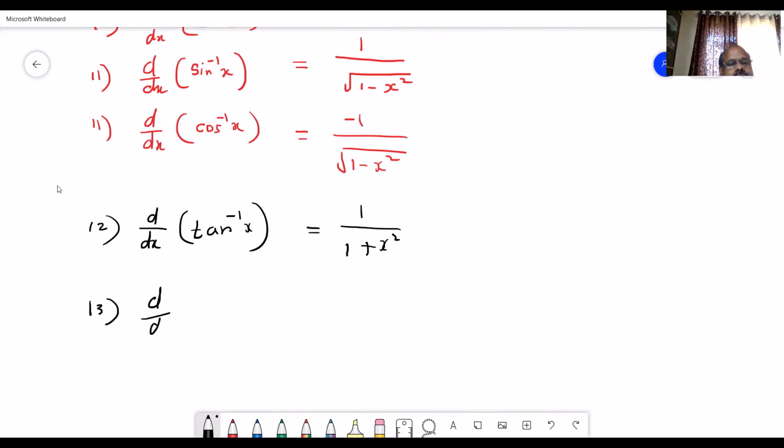Now differentiation of cot inverse x. Cot means cotangent inverse x. So here also there is a difference: it was 1 by 1 plus x square, here it will become minus 1 upon 1 plus x square.